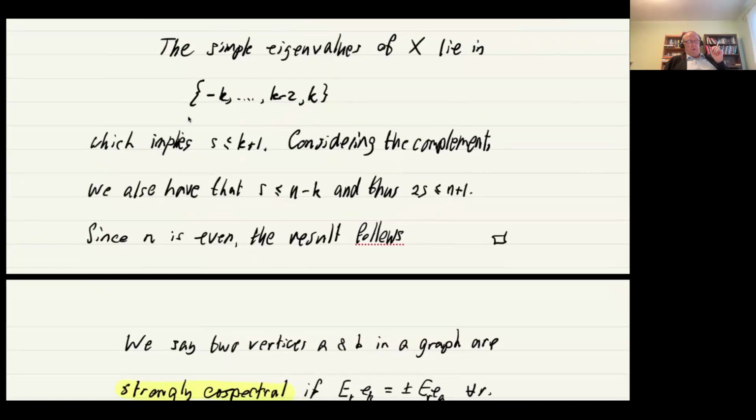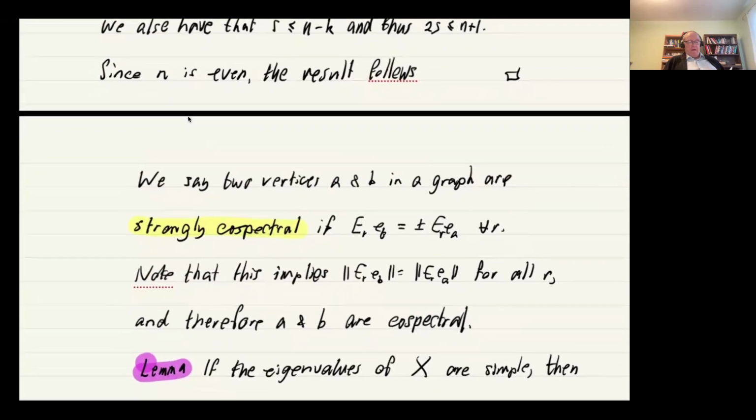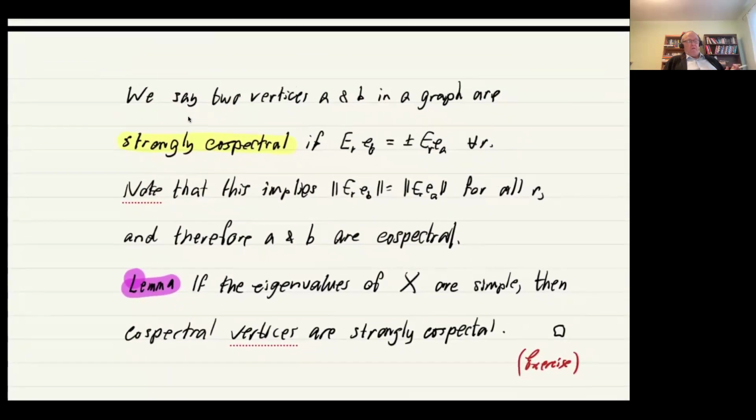A walk regular graph can't have too many simple eigenvalues. I guess it could always be fun to construct examples where they bounce type, but I haven't tried to do that. So that's it for cospectral.